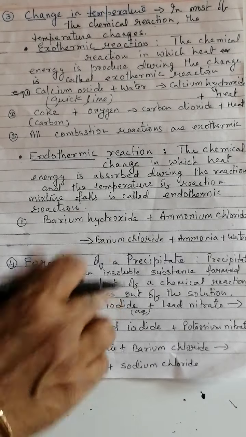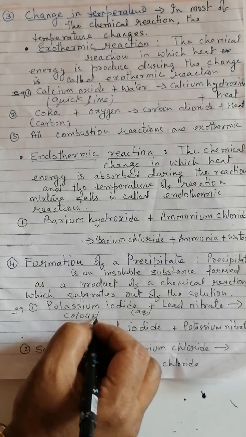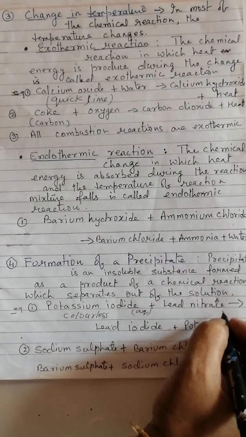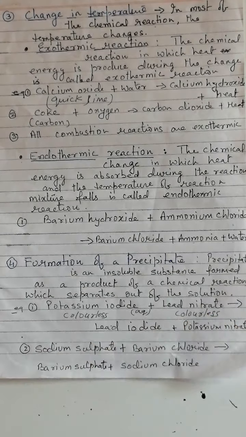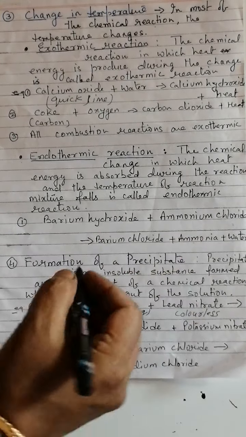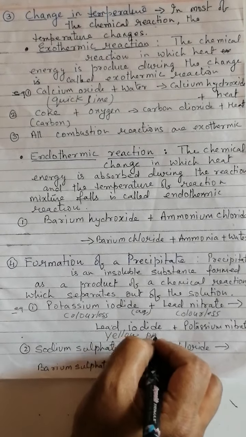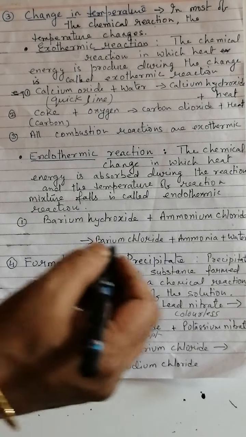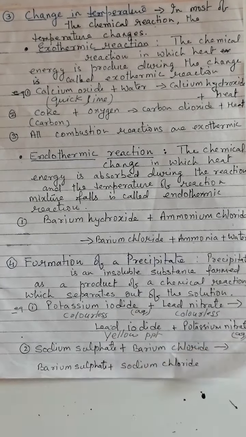So potassium iodide, the original color of potassium iodide is colorless. Added with lead nitrate solution, which is also colorless. So both the chemical substances are colorless. When we mix these two solutions, we will get a yellow precipitate, yellow PPT, or precipitate of lead iodide, and potassium nitrate forms. This potassium nitrate remains in the aqueous solution.